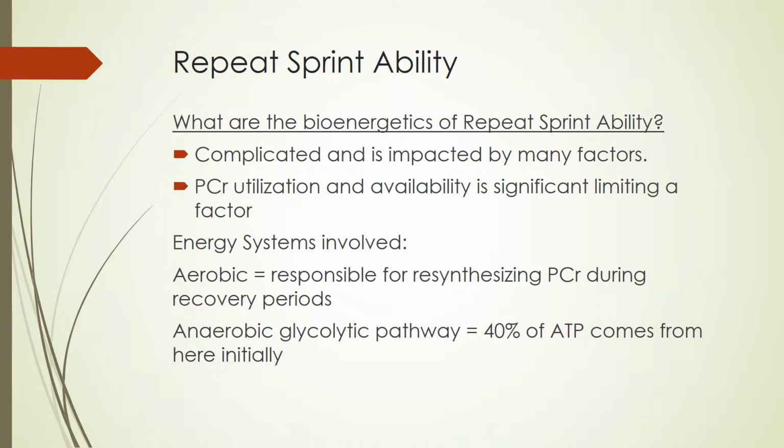Then we have the anaerobic glycolytic pathway, which is responsible for effective utilization of PCR. About 40% of ATP comes from this pathway initially during a repeat sprint performance. And PCR, again, is capable of replenishing ATP, the ATP that's used to do work, at the fastest rate possible.